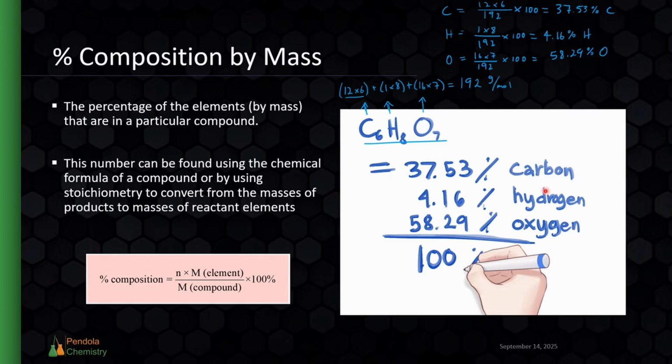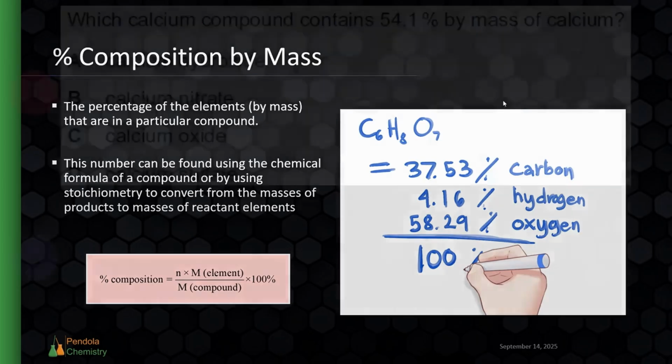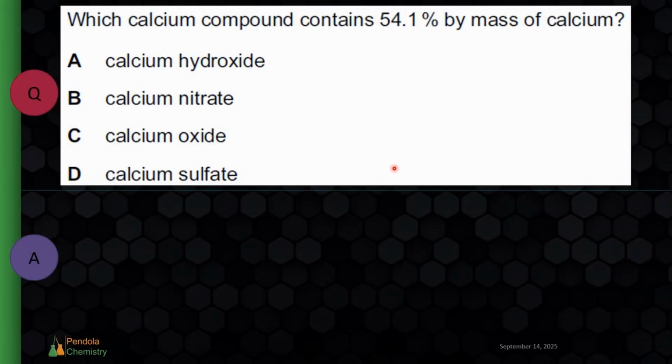So let's look at our next problem here, which is going to use this. Which calcium compound contains 54.1% by mass of calcium? So here, again, we're looking at the percent composition, but we're looking at it as a paper 1 question, which has different options. So again, using those options is going to be your best bet every time. And there are actually 2 different ways of doing this here.